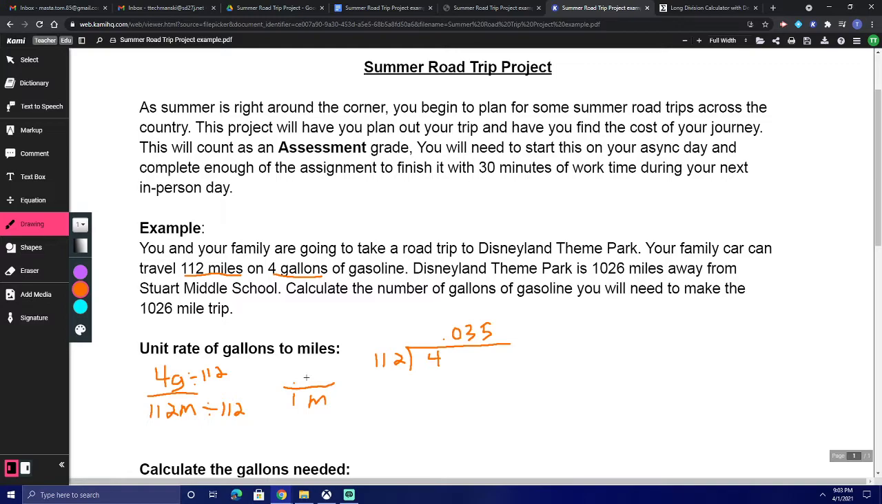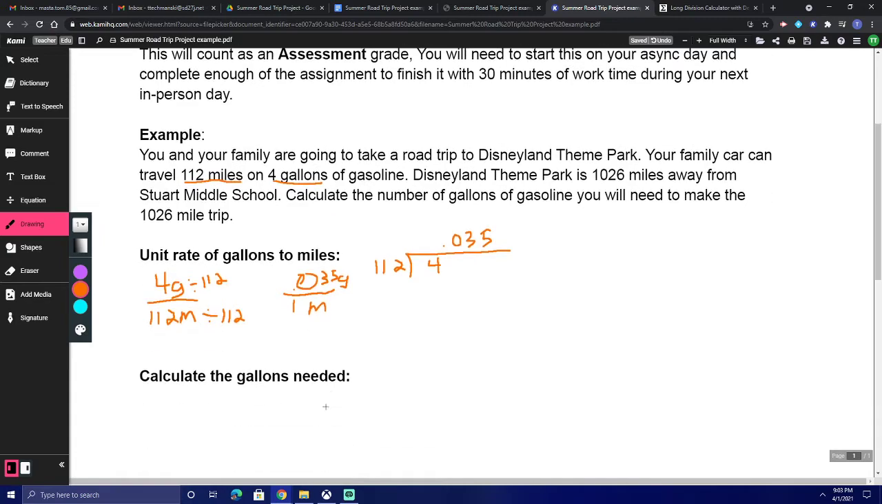So the unit rate of gallons to mile is 0.035. And that is my unit rate. So I know every time my car travels 1 mile, it uses 0.035 gallons of gasoline.